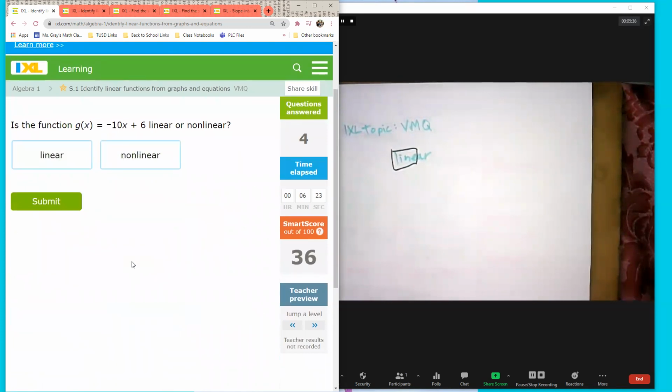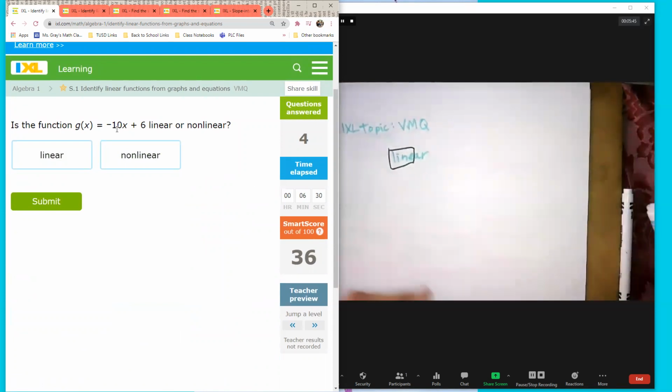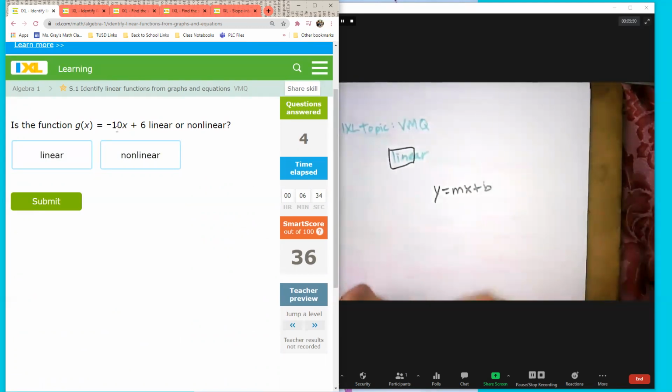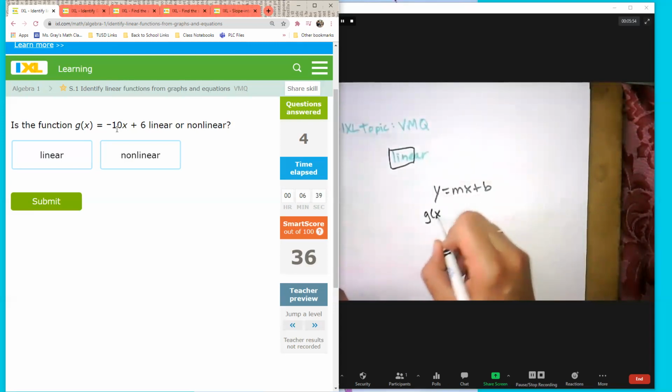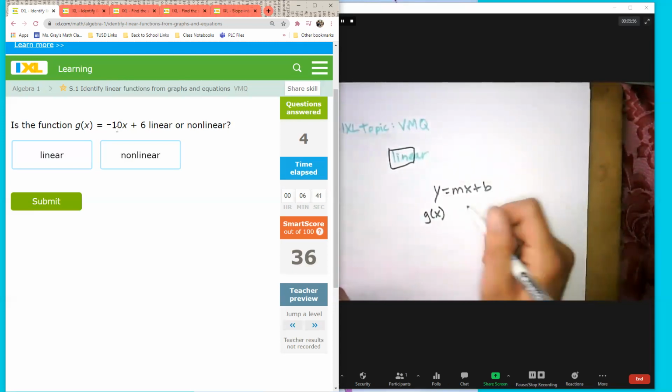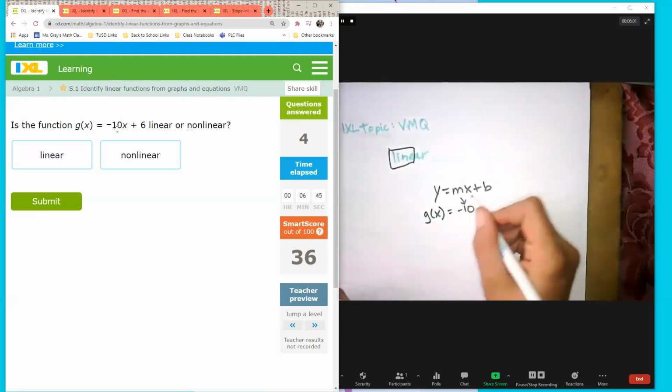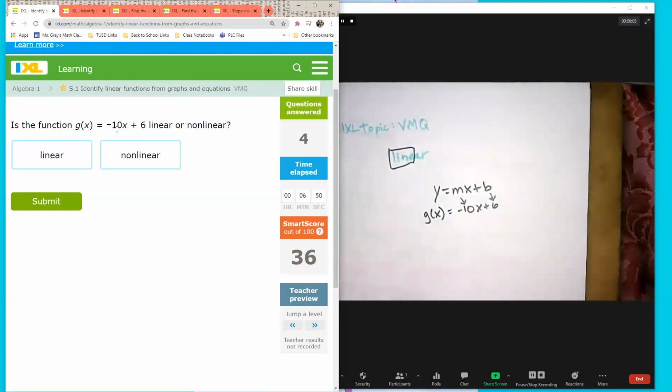When you start getting to the equations, that's where you're looking for that setup. Like if I'm looking at the notes that I had written, or I guess I can just write it again, y equals mx plus b. In this case, you're saying g of x, which is really the same idea, just a different way to write y, equals negative 10. So this is the m part, x, and then plus 6. So this is the b part. So it does fit this idea that x has a power of 1 and it's not in the denominator. So this would be linear.